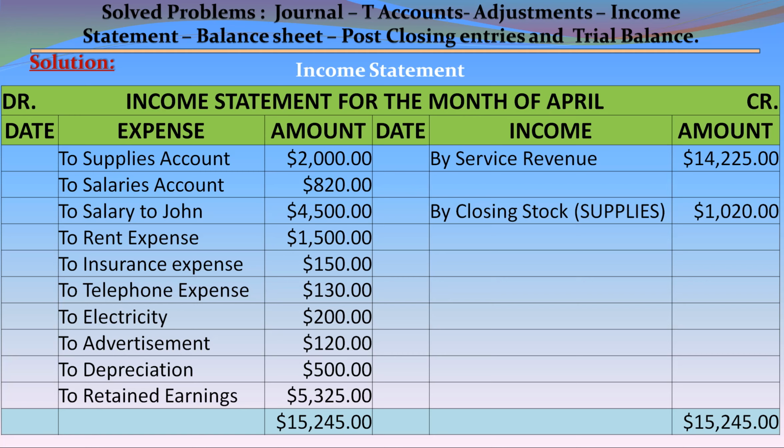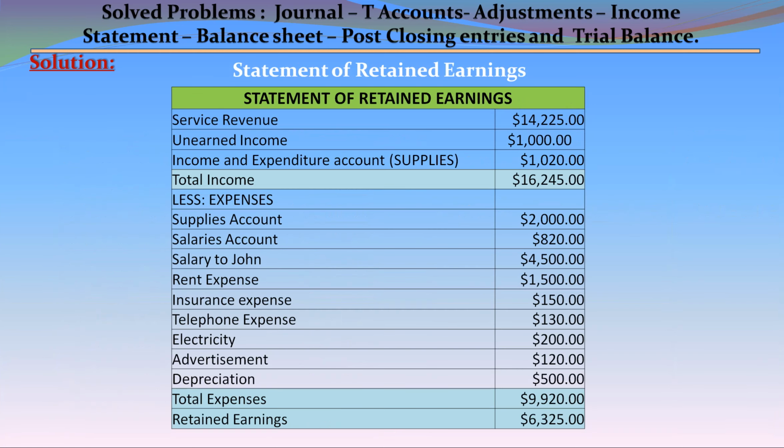So total income is equal to 15,245. When we balance the account, there is a difference of 5,325. It is transferred to retained earnings. Statement of retained earnings. Service revenue 14,225. Unearned income 1,000.